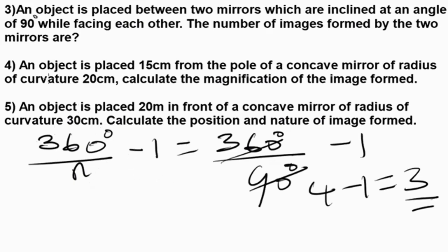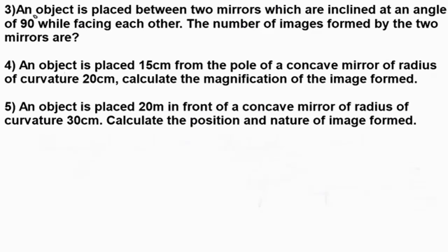Now let's look at question 4. Let me wipe below first before I look at question 4 and 5. Question 4 says an object is placed 15 cm from the pole of a concave mirror of radius of curvature 20 cm. Calculate the magnification of the image formed.